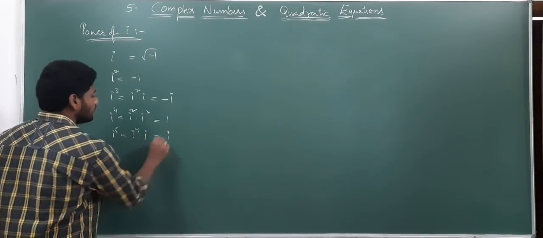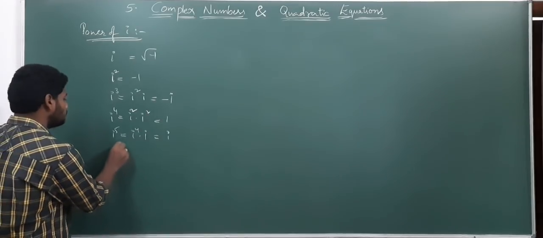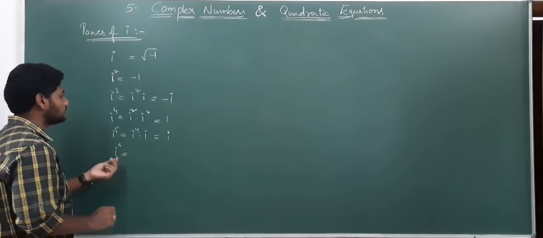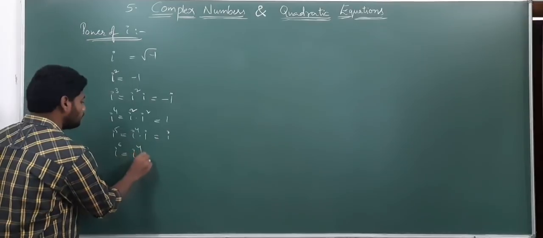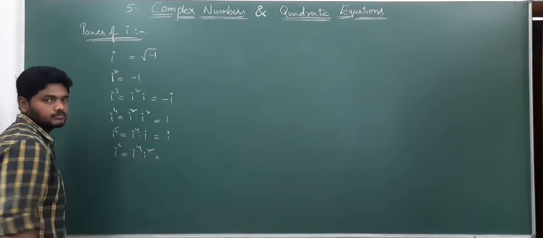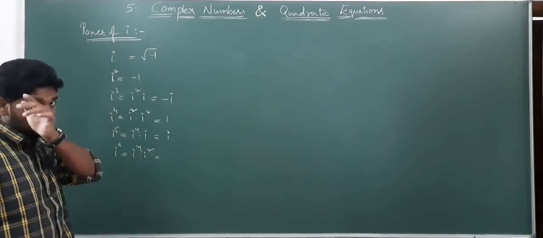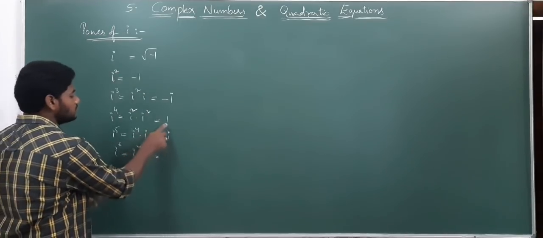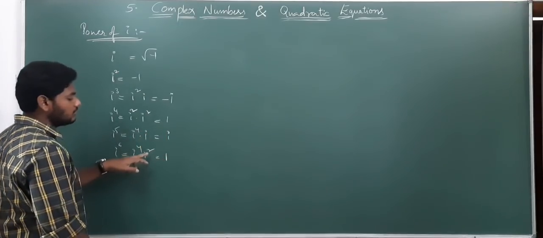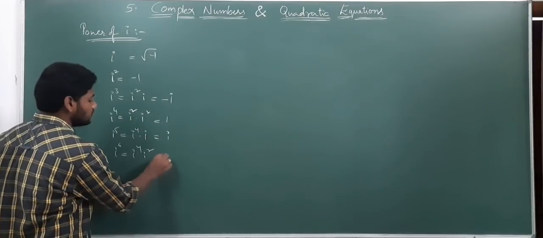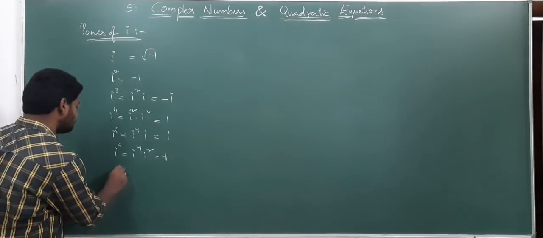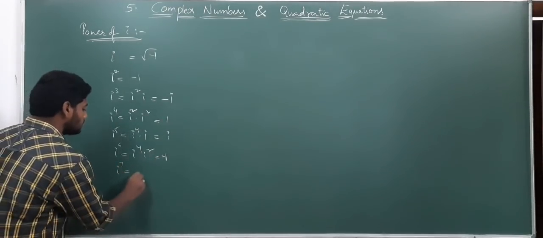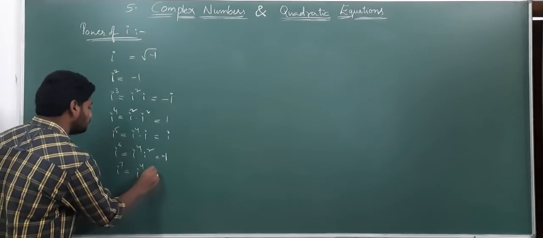1 into i. Next, how can we write i to the power of 6? We can write i to the power of 4 into i square, or you can write i cube into i cube also, no problem. So i to the power of 4 value is 1, 1 into i square value minus 1. Minus 1 into 1 is minus 1. Next, i to the power of 7. We can write i to the power of 4 into i cube.